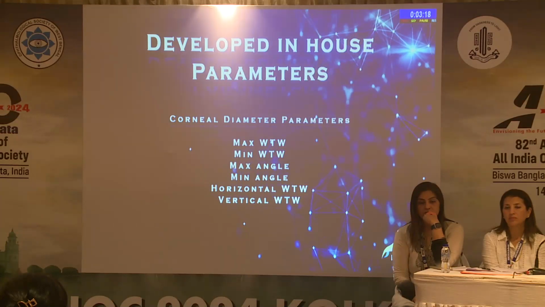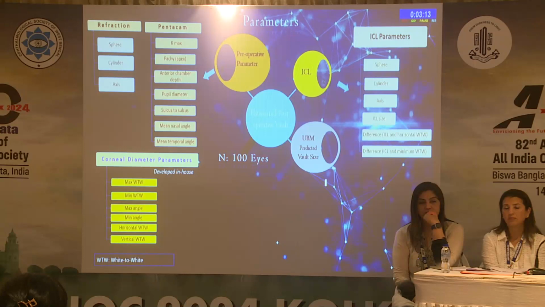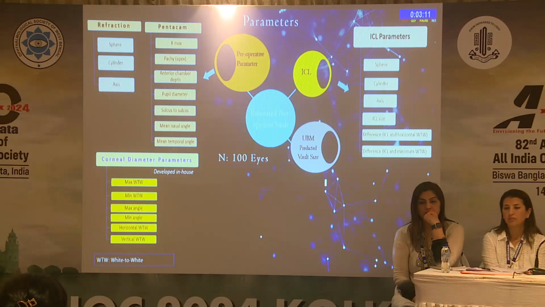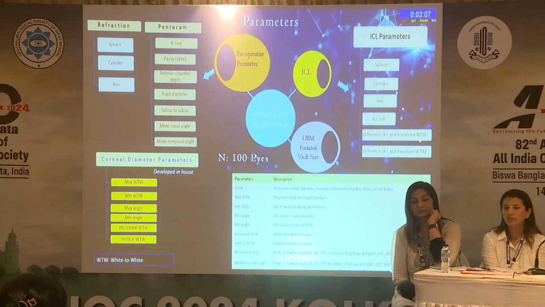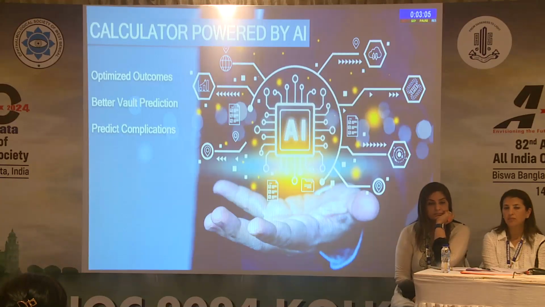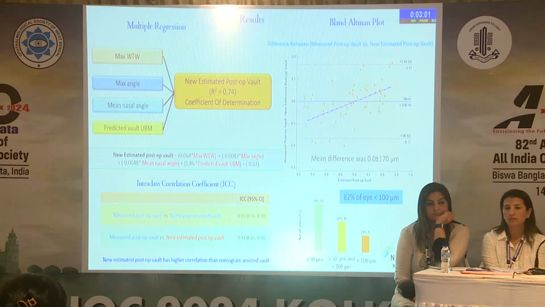Now we took all of this data, and also the data from the Pentacam, the refraction, the ICL parameters, and also the UBM predicted sulcus size, and put all of this into an AI, and we found something very interesting. If you look at the predicted vault, the coefficient of determination was 0.74. Basically, the closer to 1, the better it is. And the intraclass correlation coefficient was 0.92, which was extremely good.